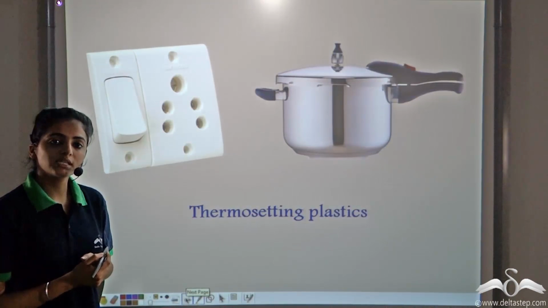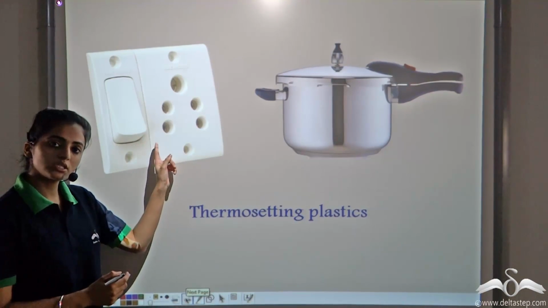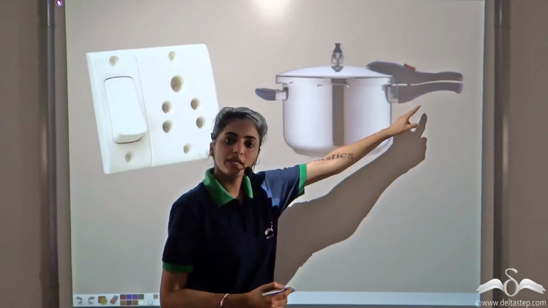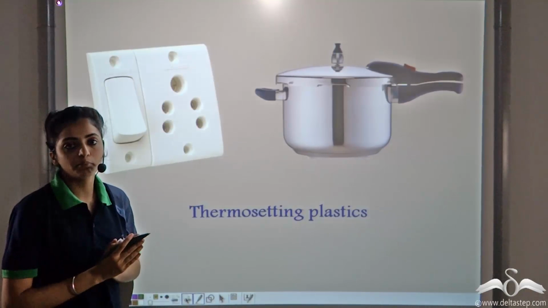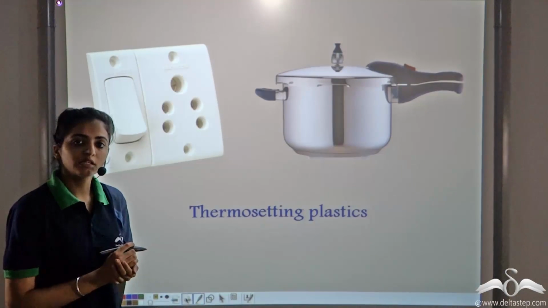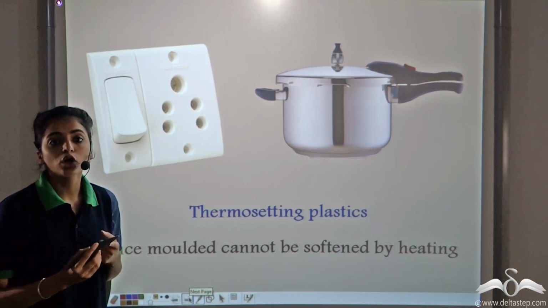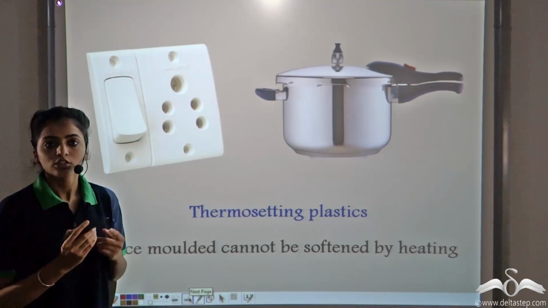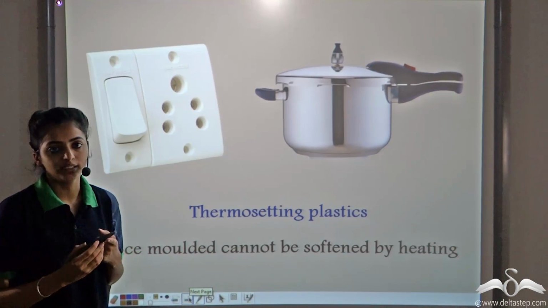Another type of plastics are thermosetting plastics. For example, the electrical switches, the handles of the vessels like pressure cooker, etc. They're made up of thermosetting plastics. These are the plastics which once molded, they cannot be softened by heating. So once we give a desired shape, we cannot change their shape by heating.